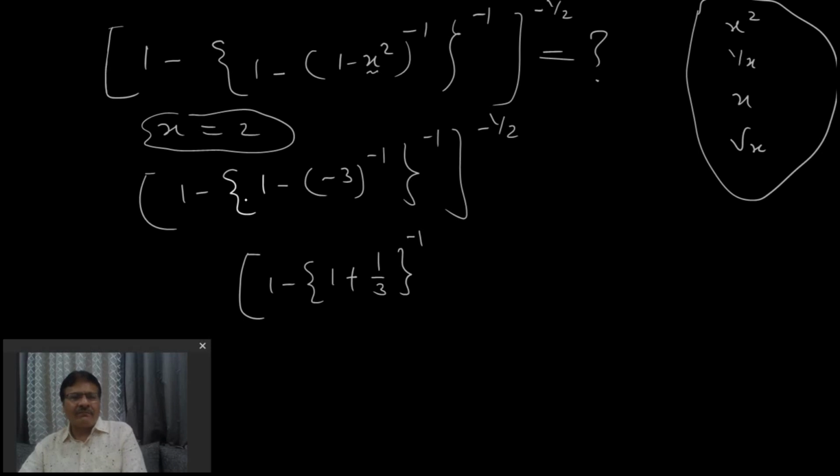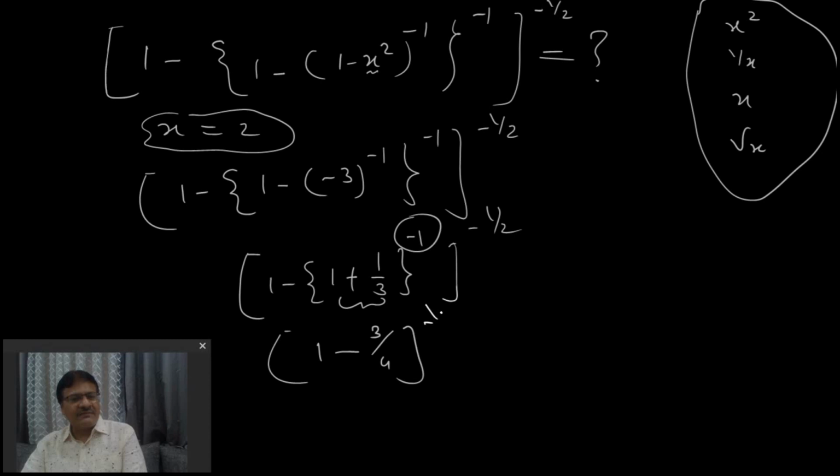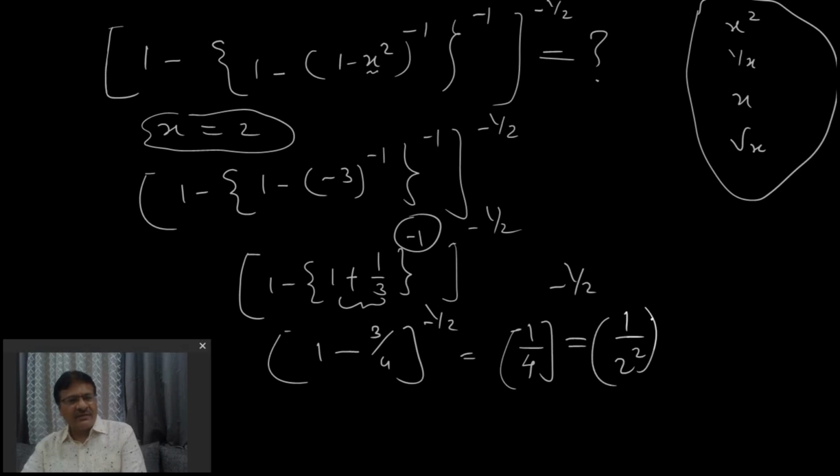Is that clear? This complete power minus 1, and then again power minus 1 by 2. Now 1 plus 1 by 3 is what? 4 by 3, and 4 by 3 power minus 1, can I say it's 3 by 4? Power minus 1 by 2. So 1 minus 3 by 4 is what? 1 by 4. Power minus 1 by 2. And this 1 by 4 can be written as 1 by 2 square. Power minus 1 by 2, and 2 power minus 2. Power minus 1 by 2.